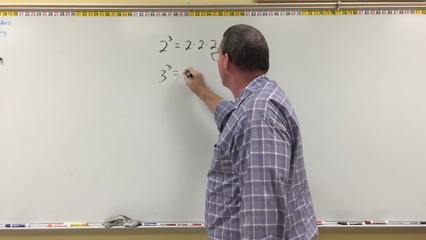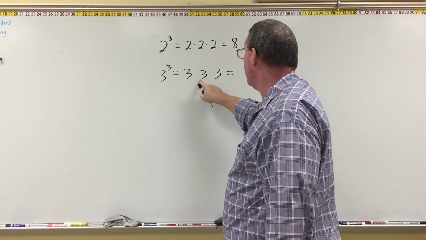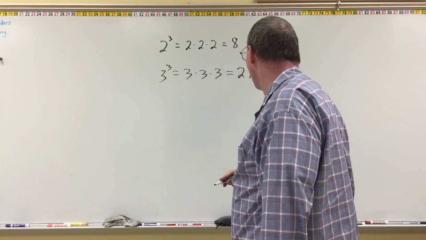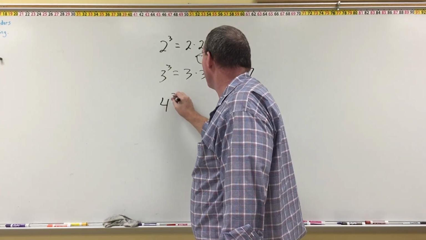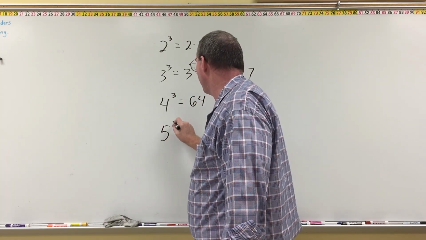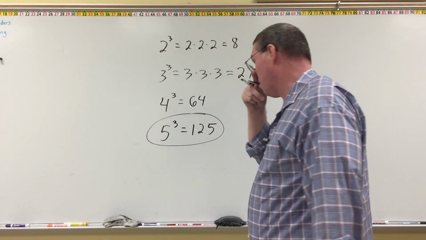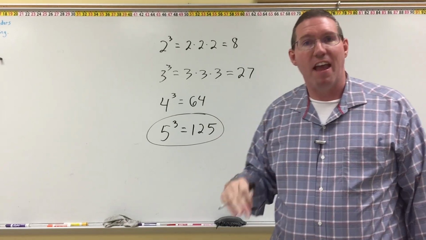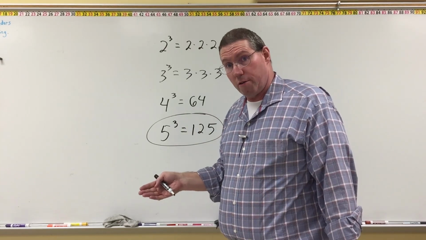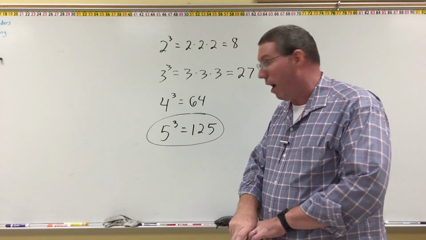3 to the third power is 3 times 3 times 3. 3 times 3 is 9. 9 times 3 is 27. So 3 to the third power is 27. 4 to the third power, that's 64. You can do it for yourself. And 5 to the third power, that's 125. Now this 5 to the third power equals 125 is one of my favorite relationships in discussing what we're going to discuss today. So you're going to see 5 to the third power equals 125 several times, okay?